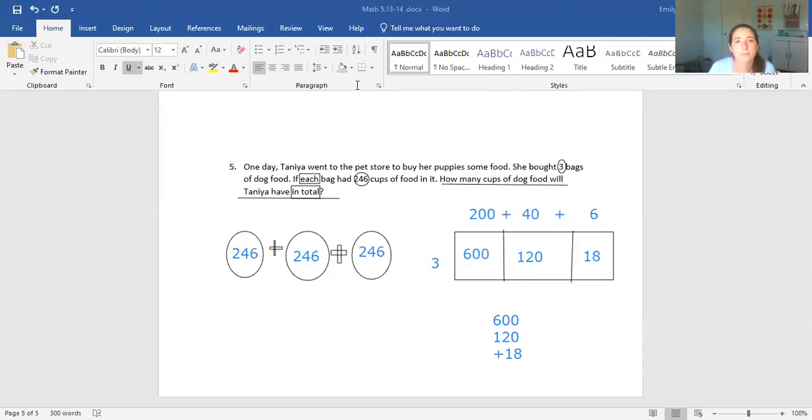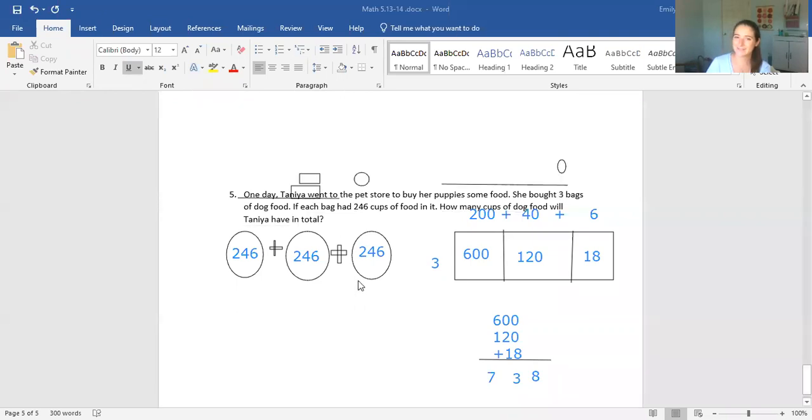Let's do it. 8 is going to be in the ones place. 3 is going to be in the tens place. And a 7 in the hundreds place. Did you get 738? I hope you did.